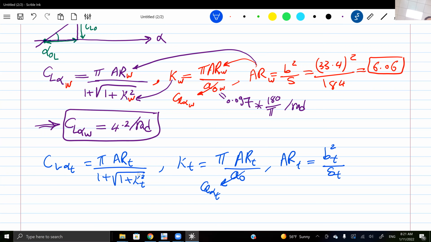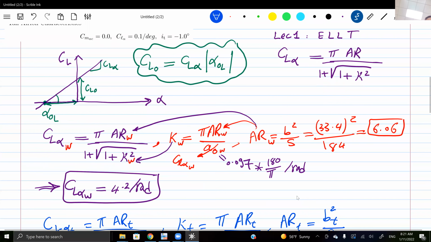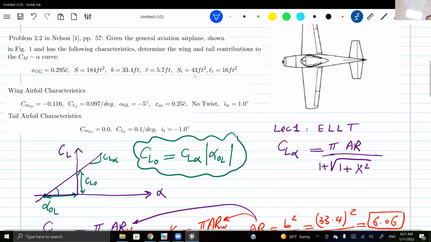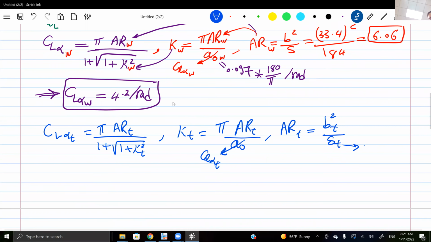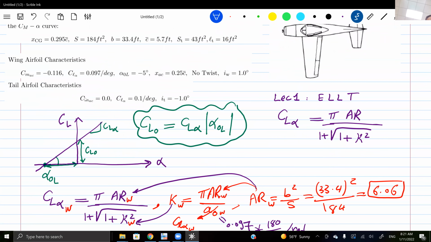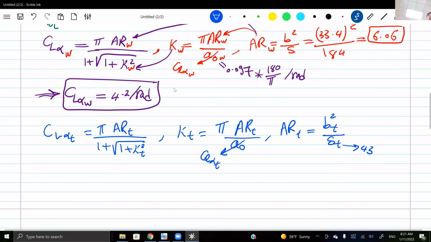Do you have everything? Almost. Let's see. So area tail, S tail. Here's S tail, 43. So this is 43 feet squared. CL alpha tail, this is the tail airfoil characteristics. Here are the tail airfoil characteristics. I have CL alpha tail, 0.1 per degree. So I'm gonna put this 0.1, again multiplying by 180 over pi to be per radians. I just need the aspect ratio, of course. So I have the S tail. I need the b tail, the span of the tail.